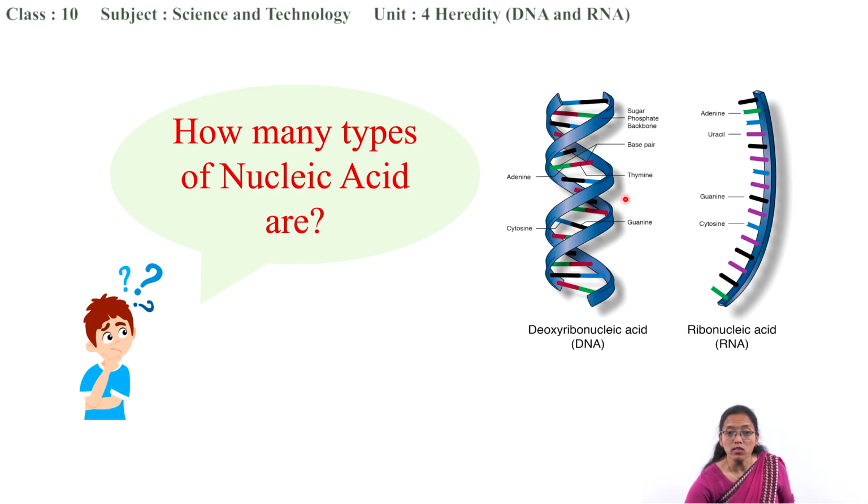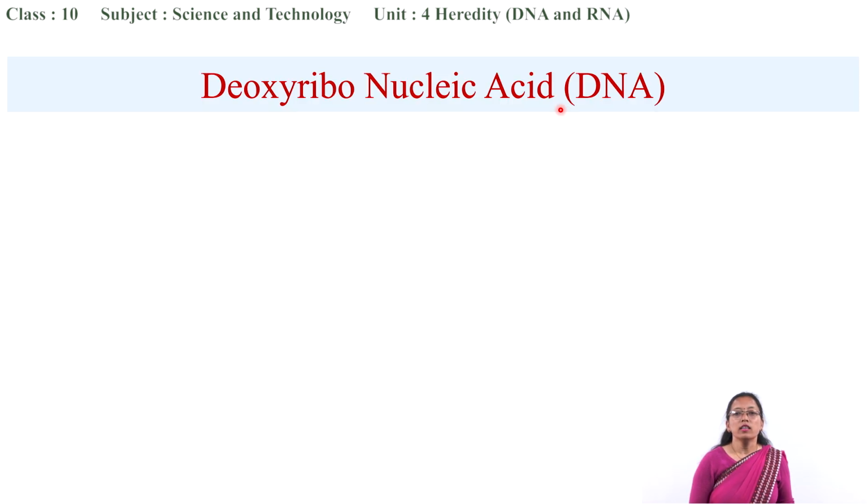In case of DNA, there are double strands. Two strands are helically coiled, just like this. And RNA is a single strand. Now, what is DNA? What is the composition of it? How does it perform its function?